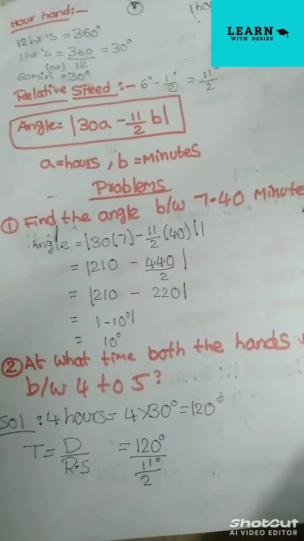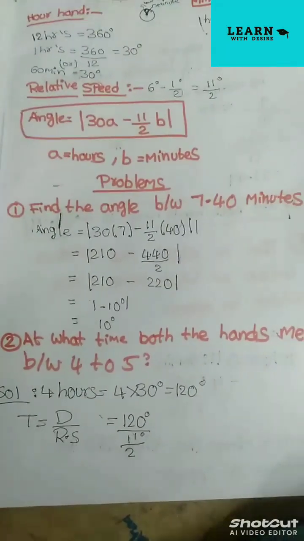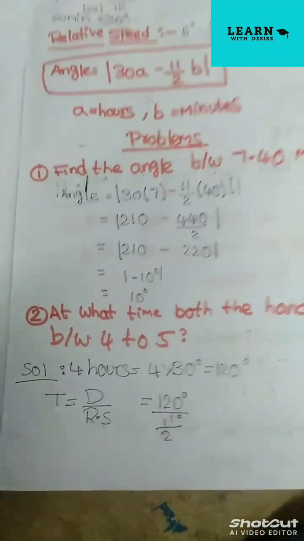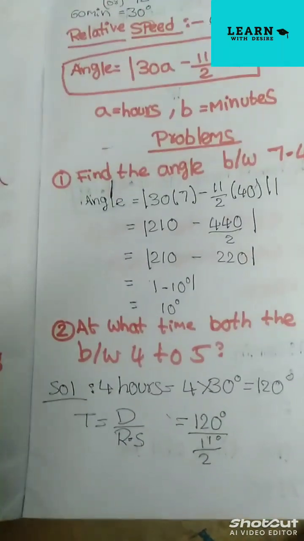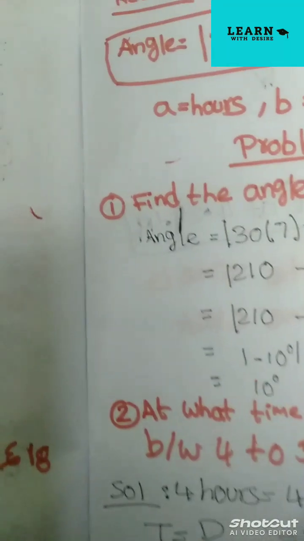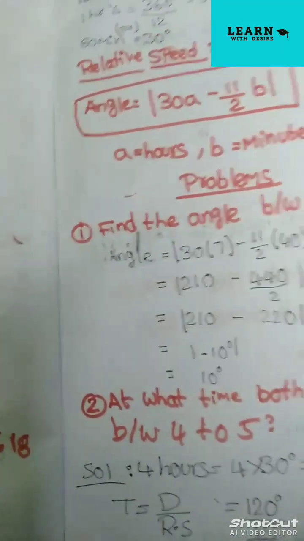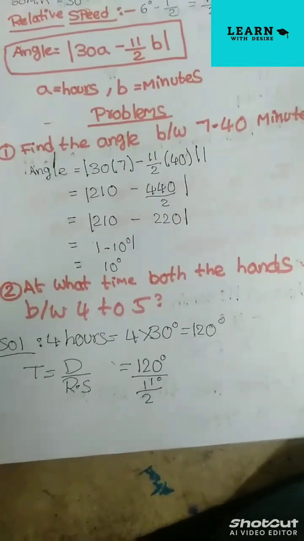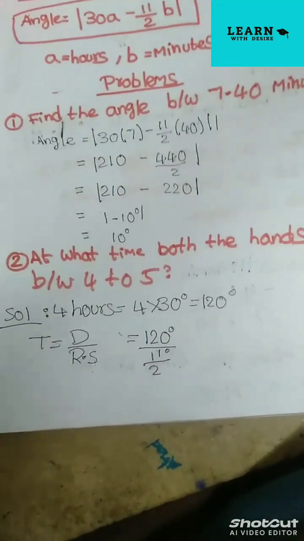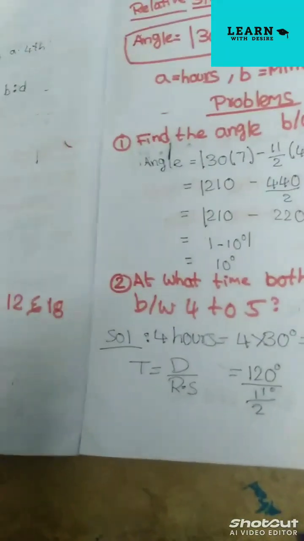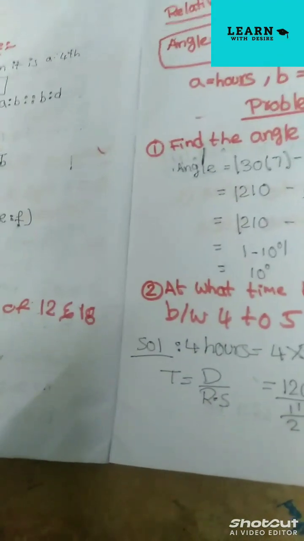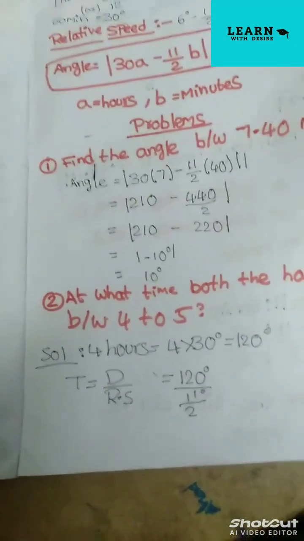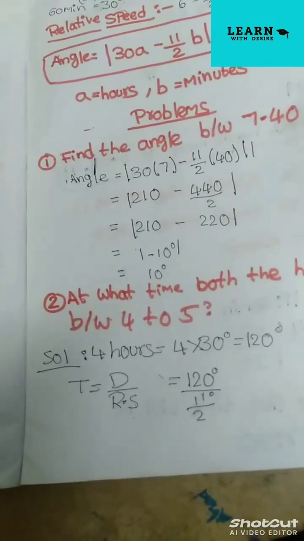Here the second question is, at what time do both hands meet between 4 and 5? We have to find the time at which the hour and minute hands meet between 4 and 5. Now let's see the solution. For 1 hour, the hour hand makes a 30-degree angle. If we multiply it by 4, then we get 120 degrees.